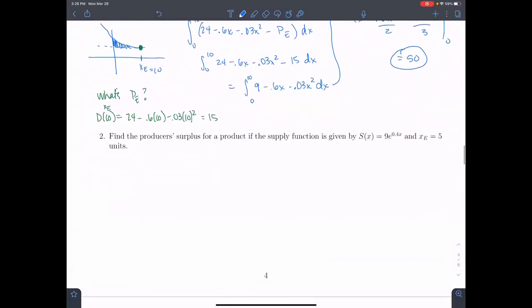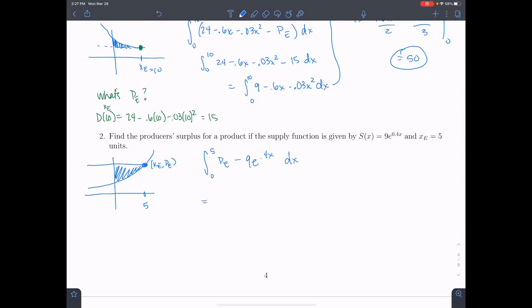Okay, producer surplus. Here's our example of this. We're going to look at the supply curve, which is coming up like this. And then here is our equilibrium point. So this is X sub E, P sub E. X sub E here happens at 5. That's what's given in the question. Producer surplus is this area right here. So we're going to do the integral from 0 to 5 of the top function, which is going to be P sub E, minus the bottom function, which is going to be S of X, which is 9e to the 0.4x, dx.